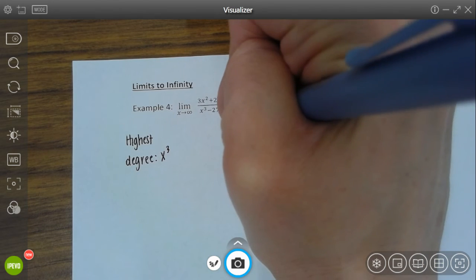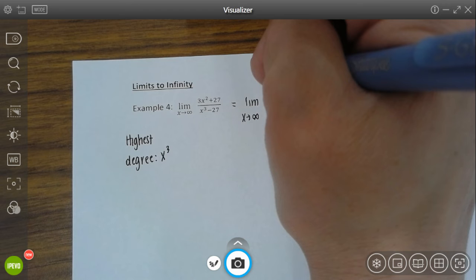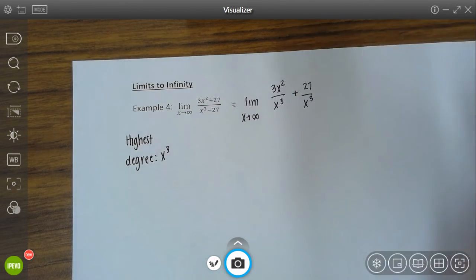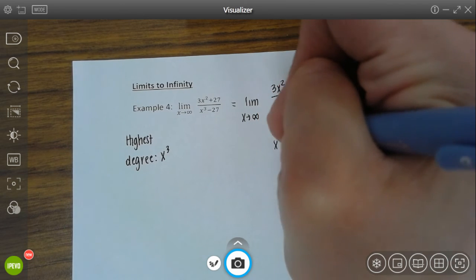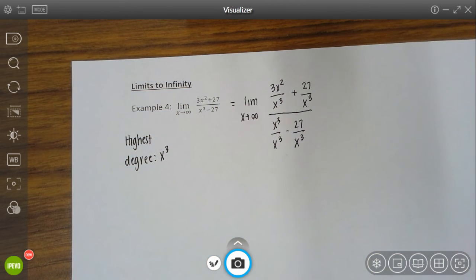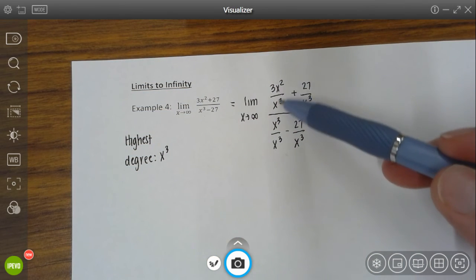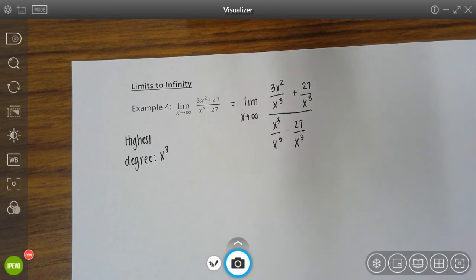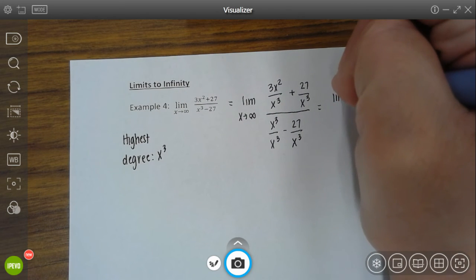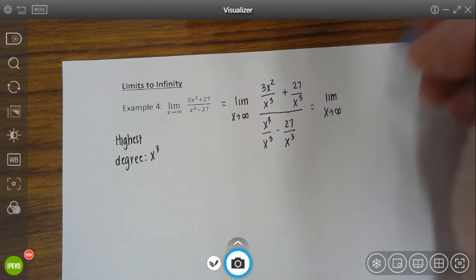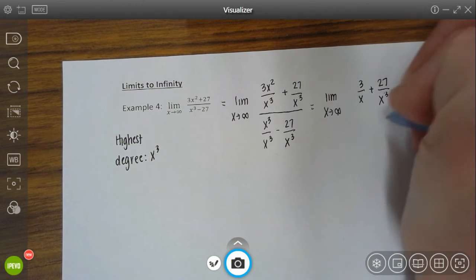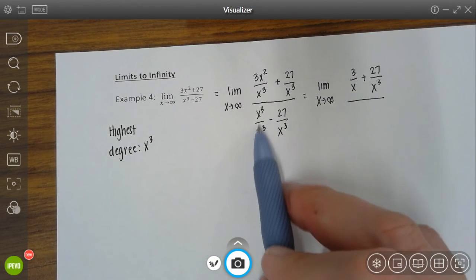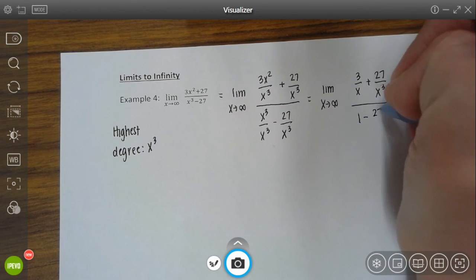So the limit as x approaches infinity of, I'm going to divide every single term by x to the third. Both top and bottom. And whatever terms can simplify, I can simplify these terms because I can get some x's to cancel. I can simplify these terms because I can get some x's to cancel. That's going to tell me that the limit as x approaches infinity, I'm going to have 3 over x plus 27 over x cubed. And then this is going to become a 1 and then minus 27 over x cubed.